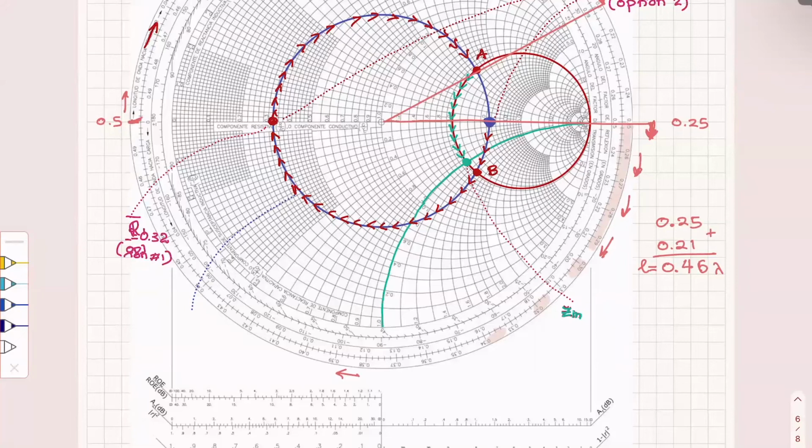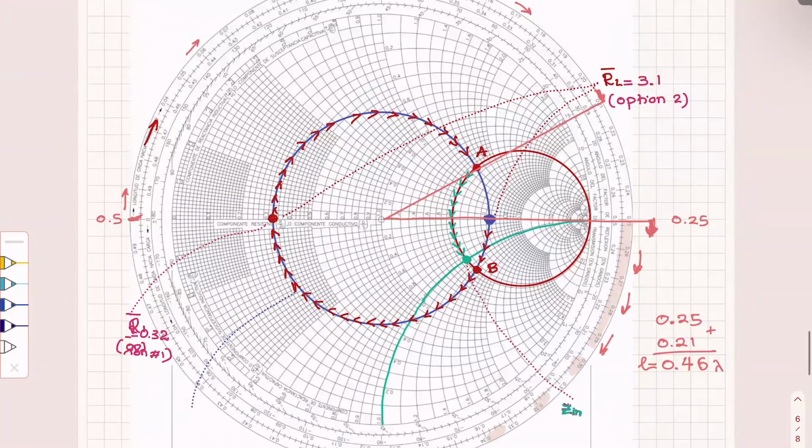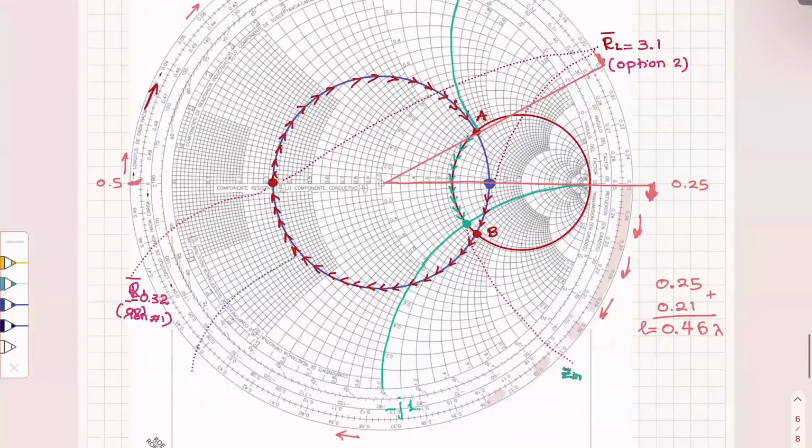Because for the stub right now, to find the length of the stub, I will have to find, first of all, the value of the reactance. I will have to go from A to find the reactance of A. The reactance of A is here, 1.5 positive. And then down here is minus J1. So I have to sum this up.